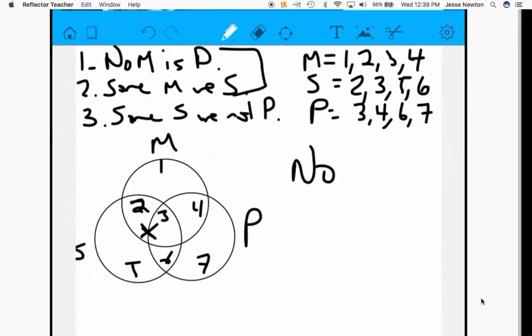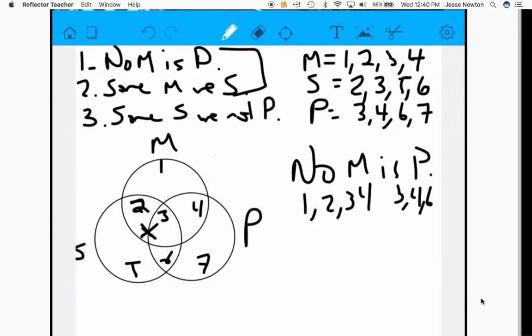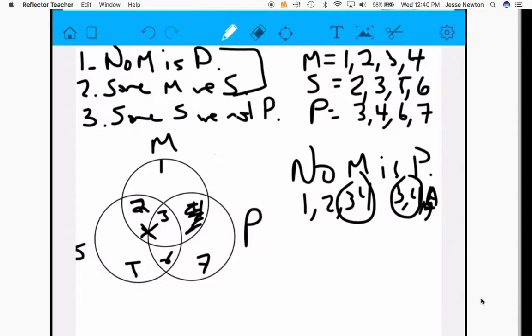Now, no M is P. How do we diagram this? Well, M is 1, 2, 3, and 4, and P is 3, 4, 6, and 7. And we circle the regions of overlap, which are 3 and 4. We scribble out 6 and 7. And this is saying no to 3 and 4. So we shade in 4, but wait. What about 3? Because we have an X there on the line. What do we do? Well, we shade in 3 and we move the X over here to 2.